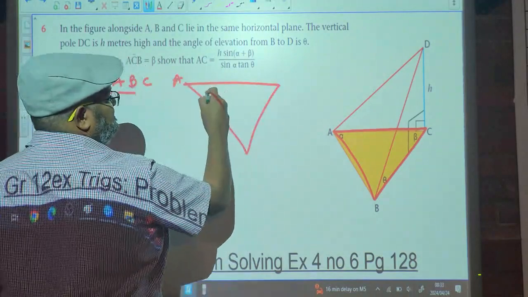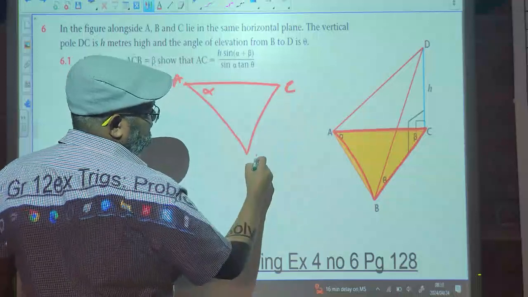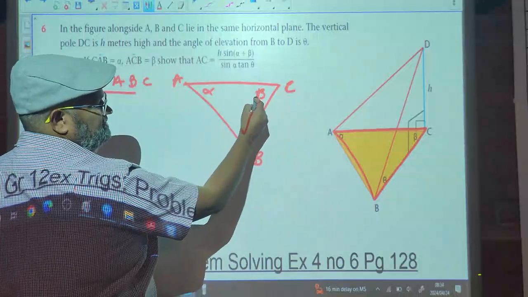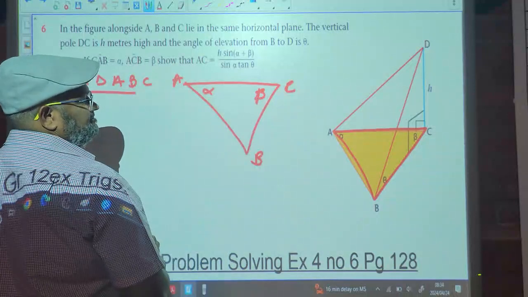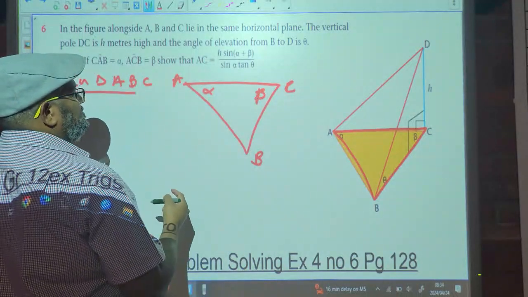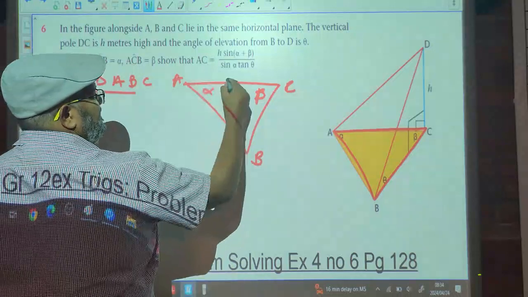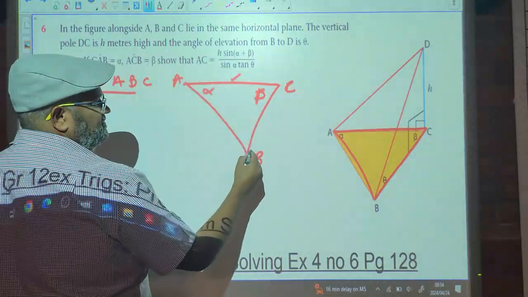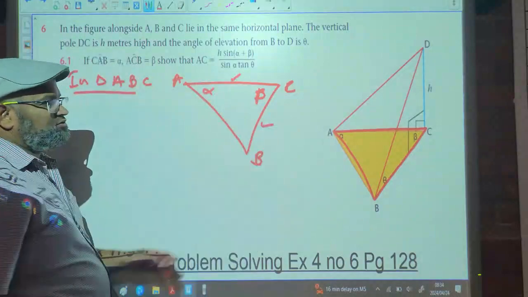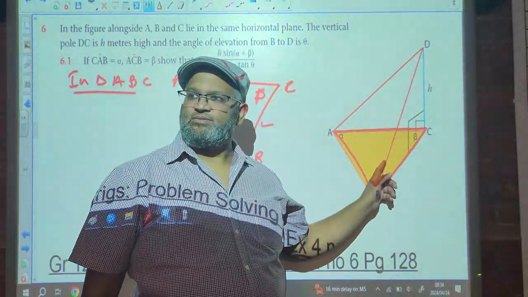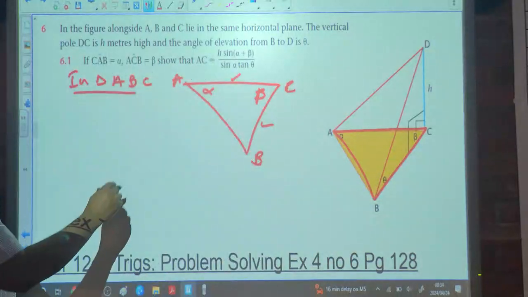This is angle A, which is alpha, C, and B. What's the size of this angle? Beta, not so? So what must I use? I must use the length of AC and I must use the length of BC. Why must I use BC? It's the link between the two triangles. Can you see that, people? So what do I say? What do I need?